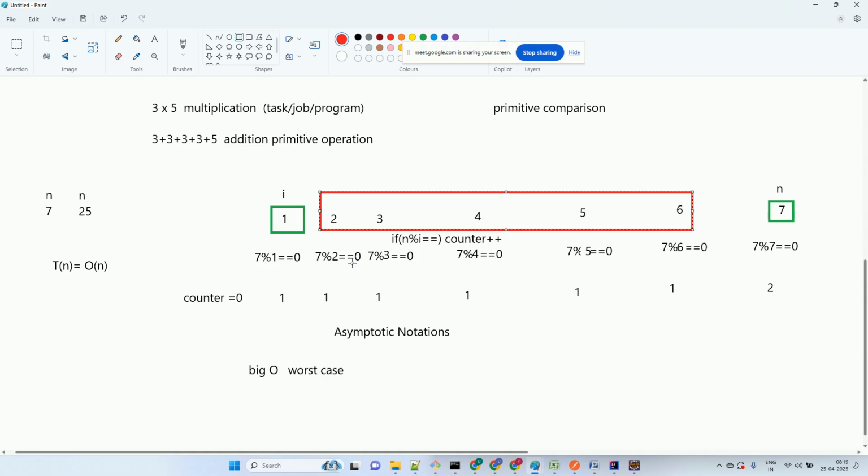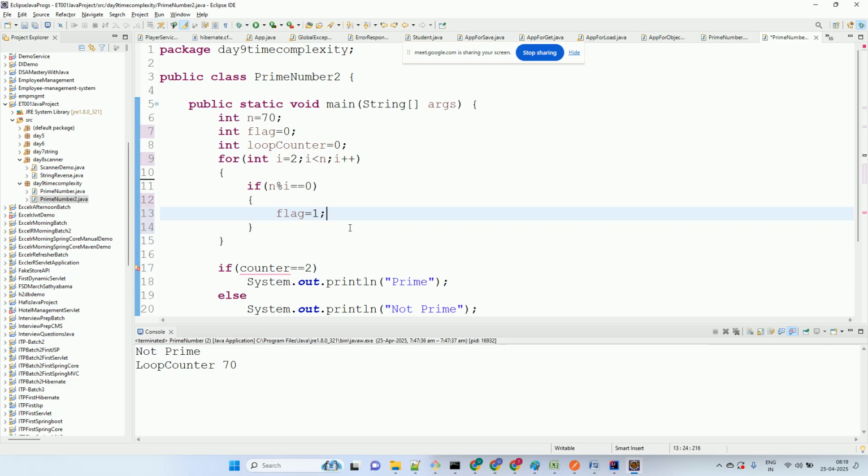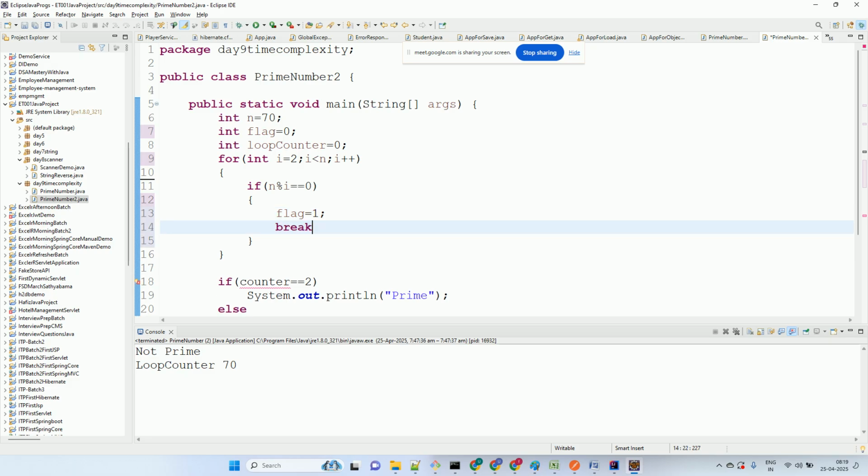So will I check with 3, 4, 5, 6? No. So I'll just break over there, right? So once I get a number that divides, I'll say flag is 1 and I'll break. And outside the loop, I'll check the value of the flag. If the flag is 1, this is the indication it is not a prime number, right?